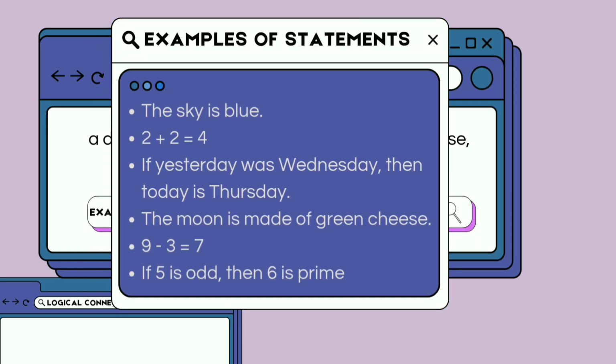Examples of statements. Here I have the true statements and the false statements. The sky is blue. 2 plus 2 equals 4. If yesterday was Wednesday, then today is Thursday. The moon is made of green cheese. 9 minus 3 equals 7. If 5 is odd, then 6 is prime. From those statements, we can check which statement is true and which statement is false.